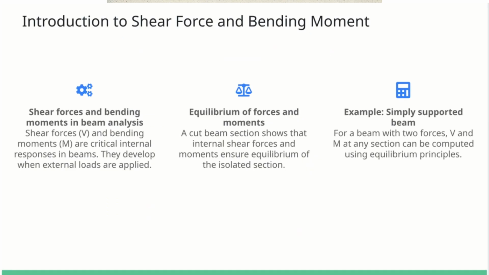Shear force and bending moment in beam analysis. Shear force V, the symbol is the letter V, and the bending moment M are critical internal responses in a beam. They develop where external loads are applied. It involves equilibrium of forces and moments. A cut beam section shows the internal shear force and moment that ensure equilibrium of the isolated section. For example, a simply supported beam. For a beam with two forces, V and M at any section can be computed using the equilibrium principle.